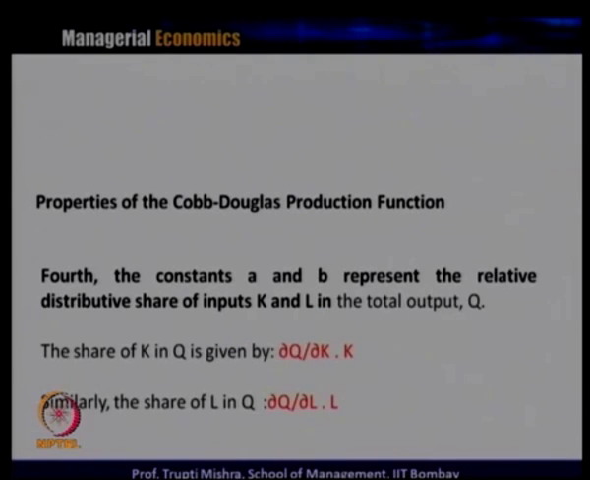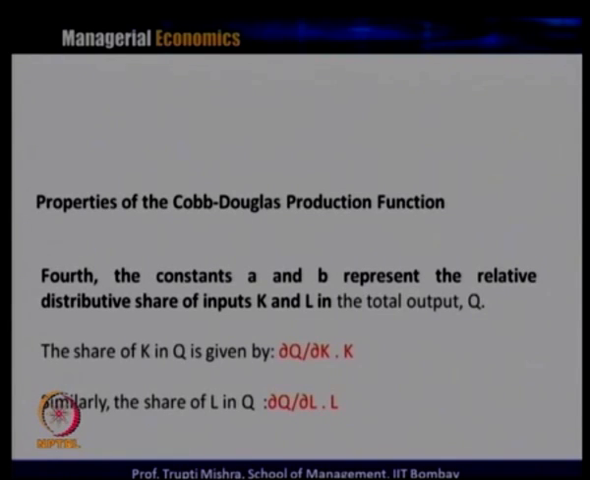So, properties of Cobb-Douglas production function. In continuation with this, we have the fourth property, and here the constants A and B represent the relative distributive share of input K and L in the total output Q. So, the fourth property talks about the constants A and B and what they represent. Basically, constants A and B associated with input capital and labor represent the relative distributive share of input K and L in the total output Q.